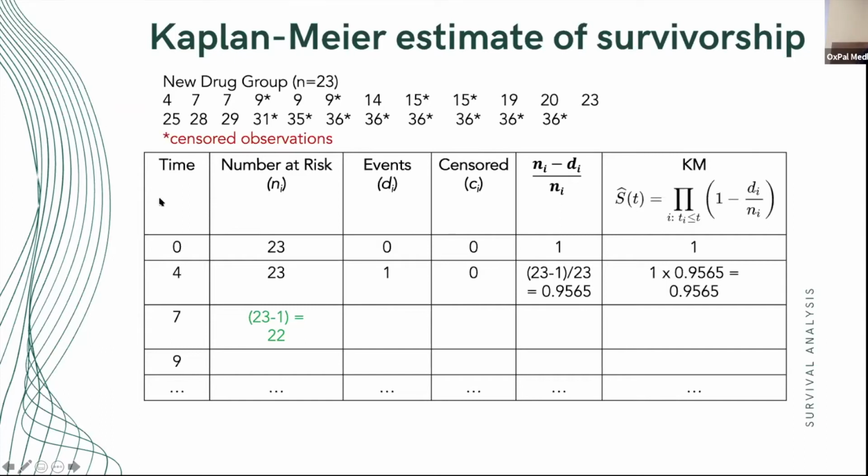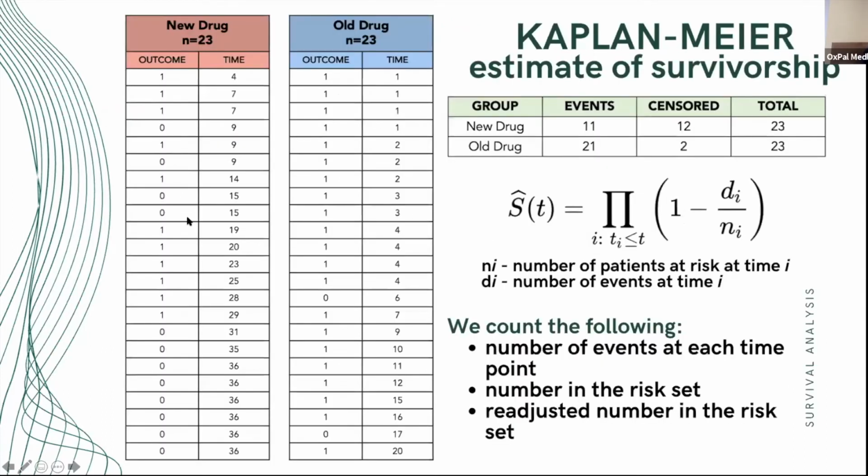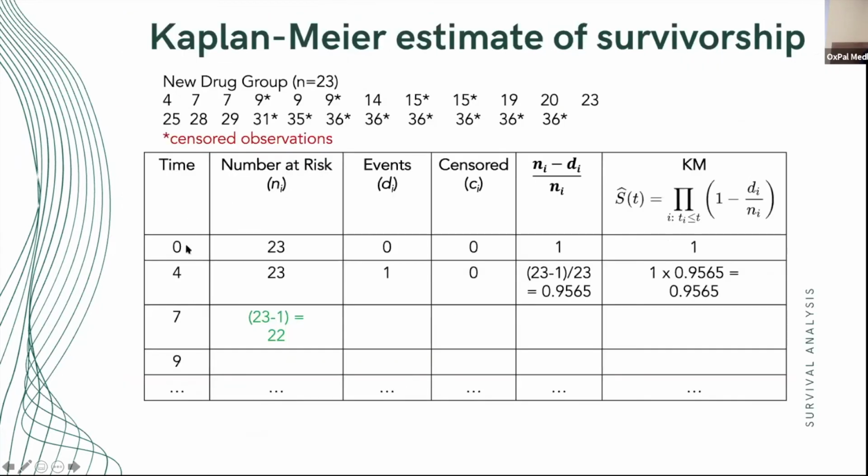So together, let's look at this. At time 0, at the very start of your observation, how many people were at risk? 23, because that was the baseline that were enrolled. So at month 0, 23 participants were at risk. We didn't have any event then, so you don't see a number here. We weren't censoring anyone. That's a 0. And then we'll just put 1 for the time being here.